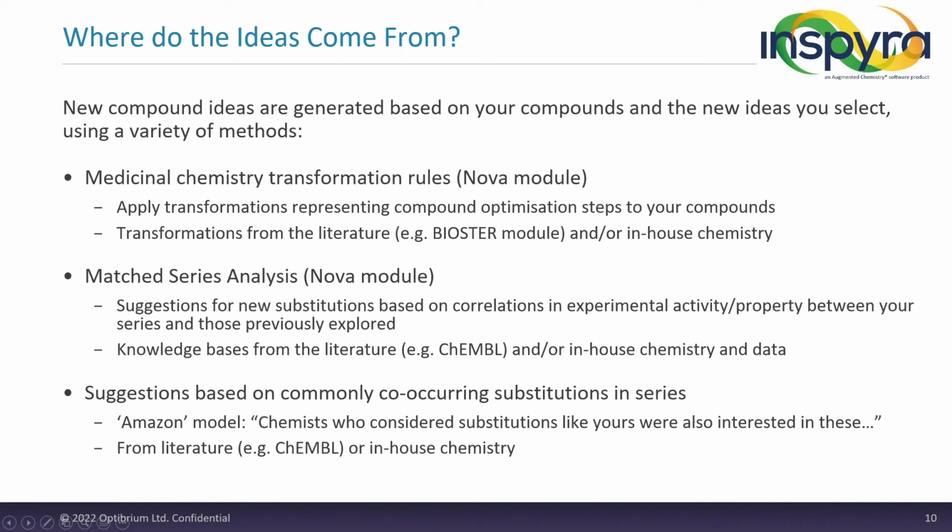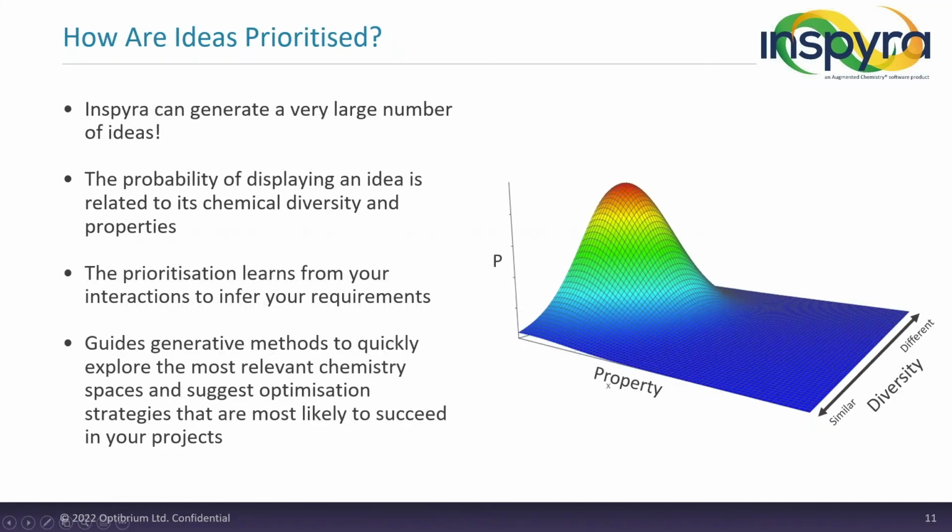So these are the methods that are used to generate new compound suggestions, and that can generate potentially a very large number of ideas. You can imagine this constantly working in the background. It can explore tens of thousands, hundreds of thousands, even millions of compound ideas really very quickly. So what Inspyra has to do is then choose those ideas that are most likely to be interesting to you. And this is done in a probabilistic way. The probability of actually picking up an idea and showing it to you for your consideration is related to two things.